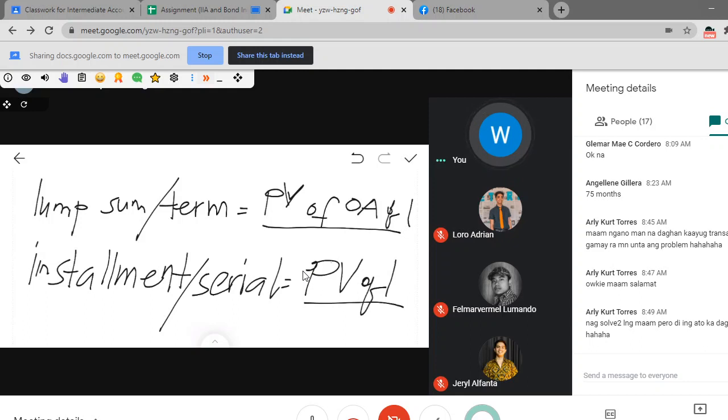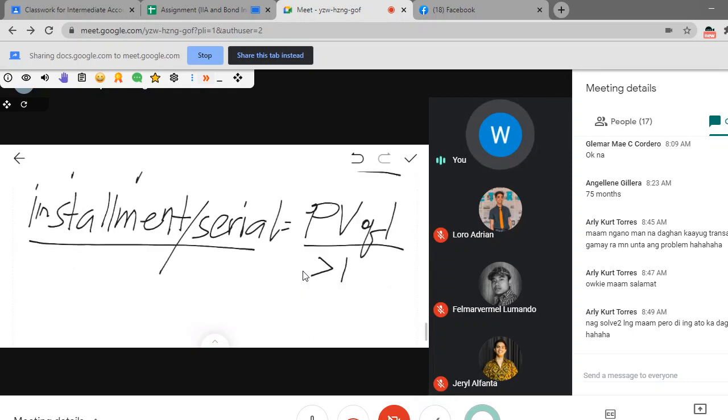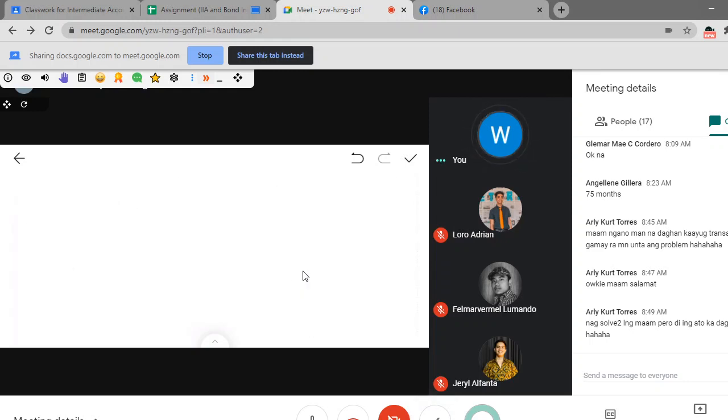So, na ako'y hint na pod. If you are using PV of 1 or if it is installment, kadalasan ana, that's greater than 1. If it is lump sum or term, that is less than 1. Okay, that's 0.9, 0.86, ing ana. Pero kung PV of 1, kadalasan ana, that's 2.5, 3.7, ayan, more than 1. Okay? Now, kung dili pod ka kabalo mag-compute, kay wala ka nakaagi og business math, o diba?